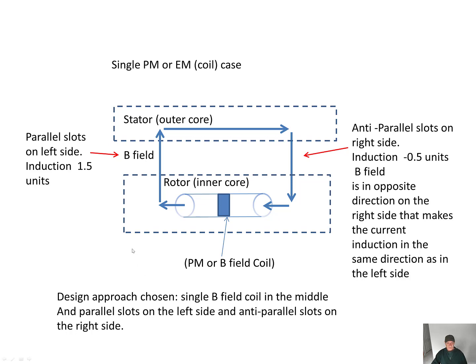This is the design approach chosen. Single B field coil in the middle and parallel slots on the left hand side, anti-parallel slots on the right hand side. We don't use the teeth because that way we'll eliminate the air gaps.